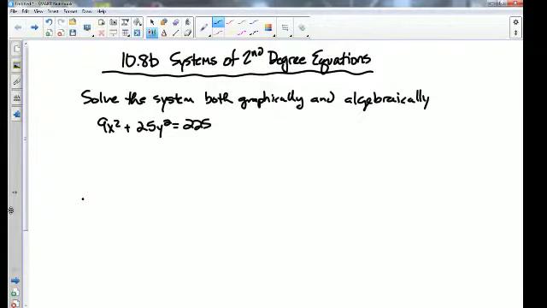Okay, so we're studying a little bit more difficult problem than yesterday for our systems of second degree equations. We're going to solve this graphically. So we're going to put a graph up and see if we get some intersection points, and we'll also solve it algebraically. We'll compare the answers, kind of see how close we get on our graph. All right?